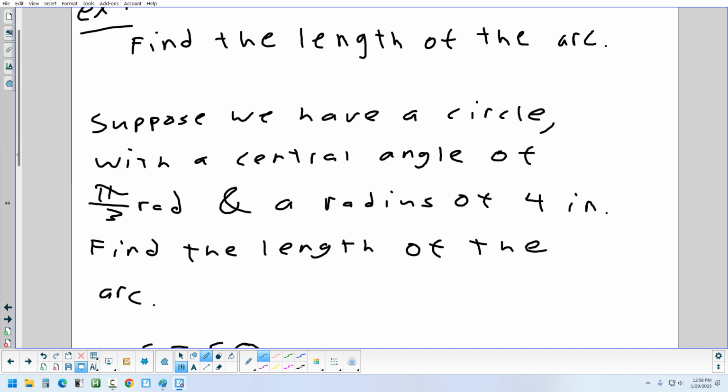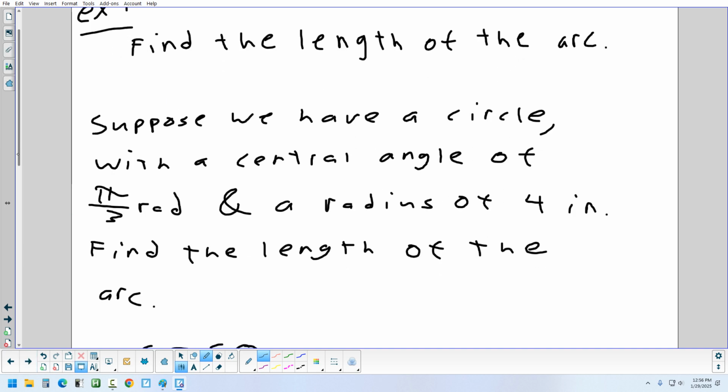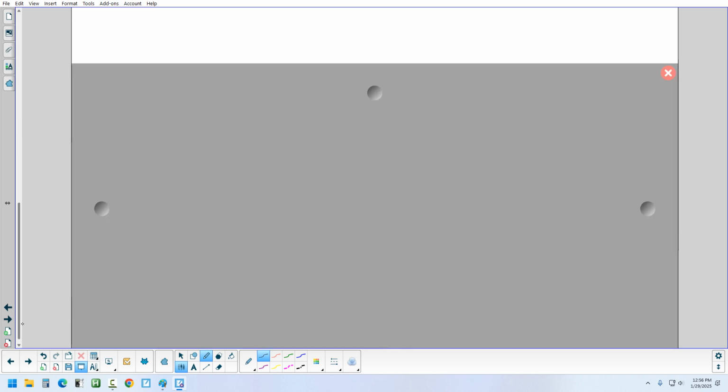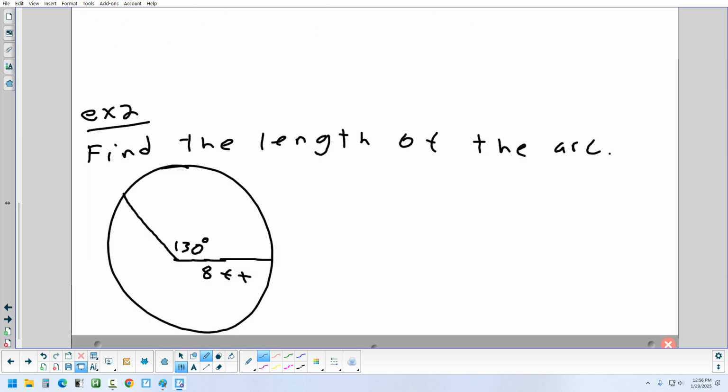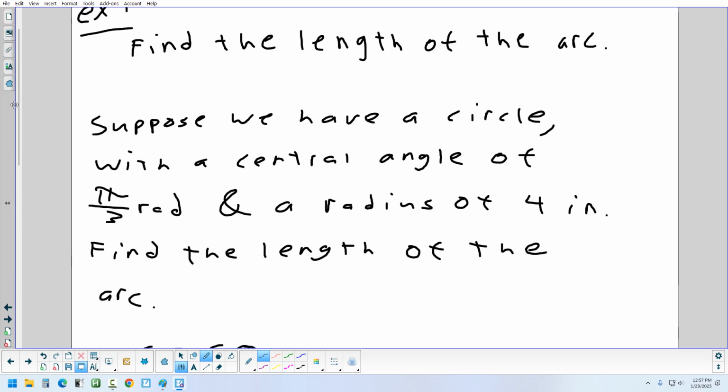Okay. So let's try this one. When they give you a problem, they can either write it out, like I did in words, or in the next one, I'm just going to draw a picture. So the question is to find the length of an arc. So they're telling you that you've got a circle. Inside the circle, you have an angle of pi over 3 radians. And the radius of the circle is 4.